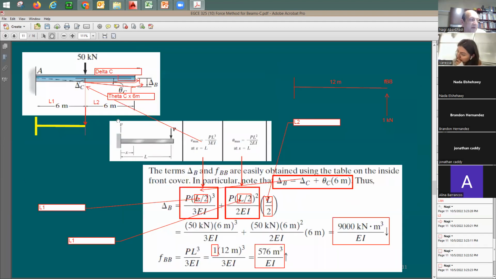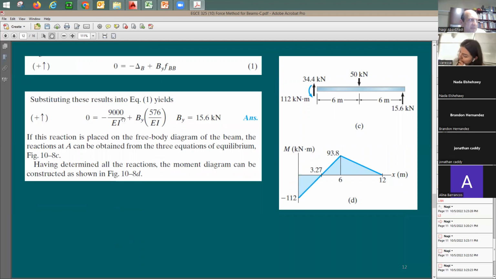Someone's going to say, where's the EI? I'm going to say it's just going to get canceled out because look at this equation: 9,000 plus BY times 576, divided by EI. You should be able to cross out EI and EI. Just cancel them. So I don't really need the moment of inertia as long as the moment of inertia is constant. It's going to be the same.